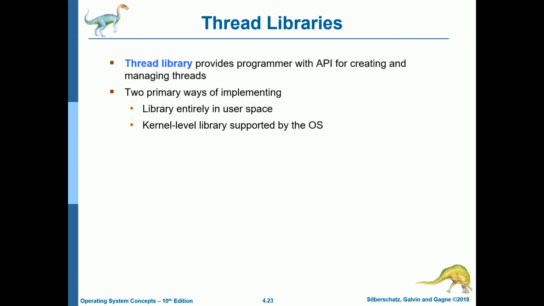Now, in terms of developing software, a thread library provides the programmer with an API for creating and managing threads. Now, there are two ways that we can implement a thread library. The first approach is to provide a library that's entirely in the user space with no kernel support. All code and data structures for the library only exist in the user space. The second approach is to implement a kernel-level library supported directly by the operating system. Now, in this case, code and the data structures for the library exist in the kernel space. Invoking a function in the API for the library typically results in a system call to the kernel.